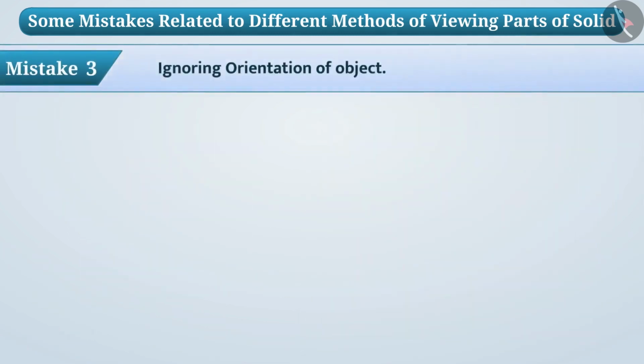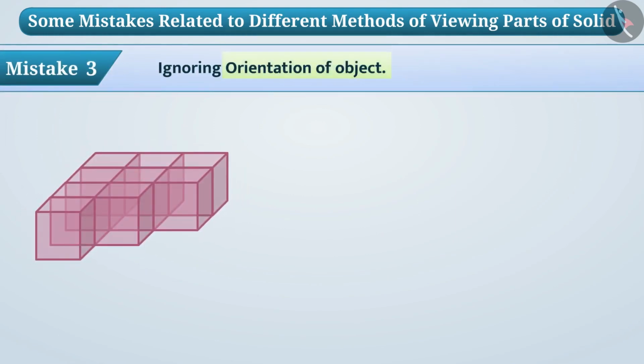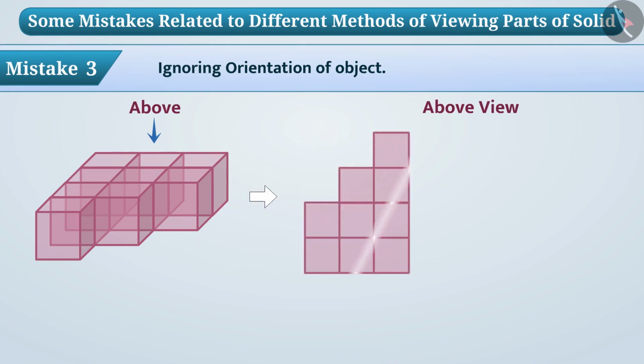Mistake 3. Ignoring orientation of the object. Children do not understand the orientation of the shape shown. For this reason, they accidentally make the view upside down. If children are asked to draw the top view of the shape shown, then they make this type of figure. In this, we can see that all the squares have been taken into consideration. But this view will be obtained by looking at the object from below and not from above. In this way, children often draw exactly the opposite shape of the figure, which is wrong.